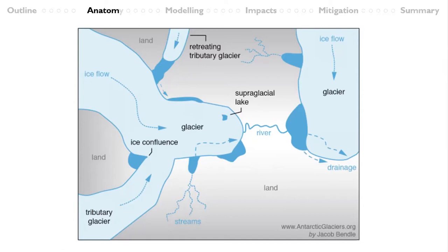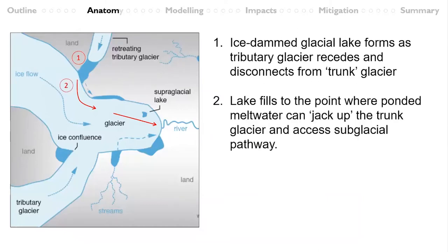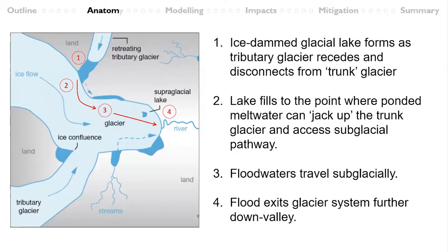Now, what can happen is, in this example, let's take the ice marginal lake at the top here. I'm not sure if you can see my arrow, hopefully you can. What might happen is that the lake might fill up to the point where it actually manages to float the ice temporarily, which dams it here, and the water can escape through the glacier system, generally through an existing subglacial passage, or one that expands as the water progresses through the system. Flood waters travel subglacially, and the flood exits the glacier system further down valley.